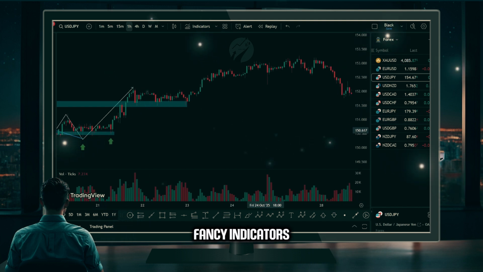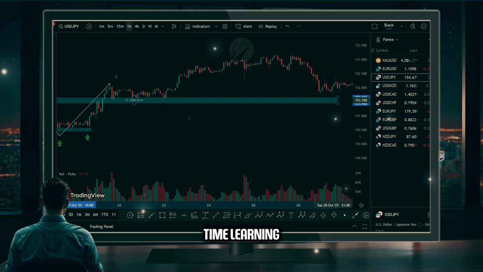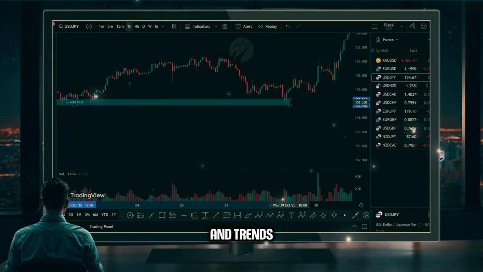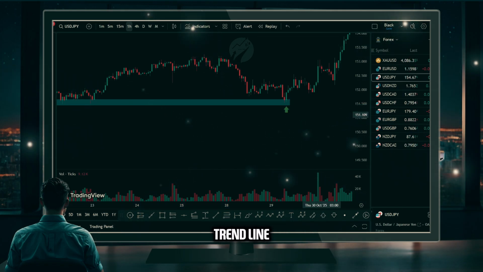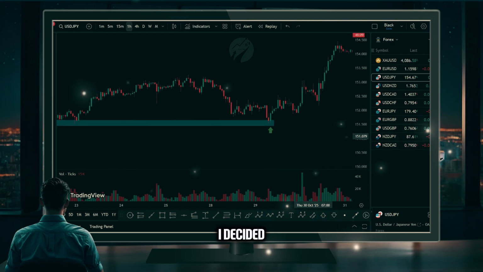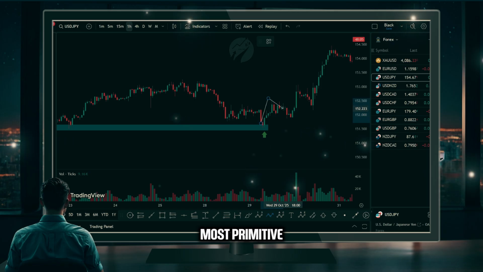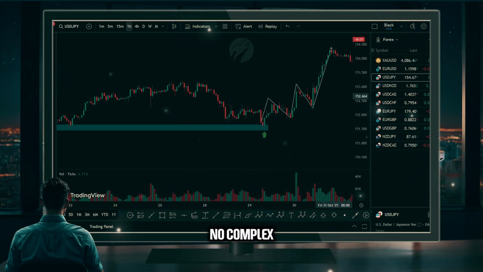All the fancy indicators I clung to, the colorful buy-sell signals, the methods I spent time learning, they all hid a simple truth. Price only follows trends, and trends always leave footprints. That footprint is the trend line. That day, I decided to start over. I forced myself to look at the market in the most primitive way, just price and trend lines. No indicators, no complex systems, no tricky patterns.